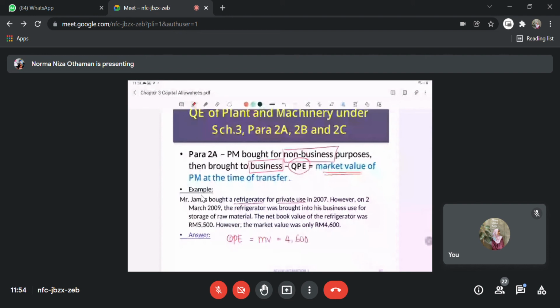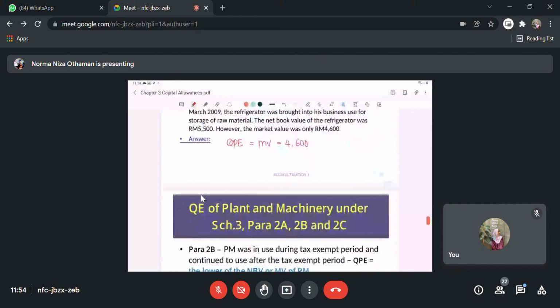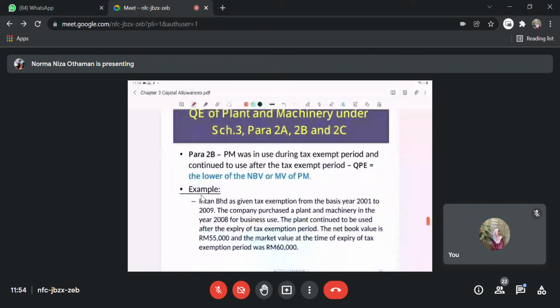So here it is important that you know the definition of paragraph 2A and the treatment. Which figure do we use? And then we will have paragraph 2B. So what is the condition for paragraph 2B? The plant and machinery was used during the tax exempt period and continues to be used after the tax exempt period. Usually, guys, for SME, small medium enterprise companies, the government gives incentives to get a tax exempt period.